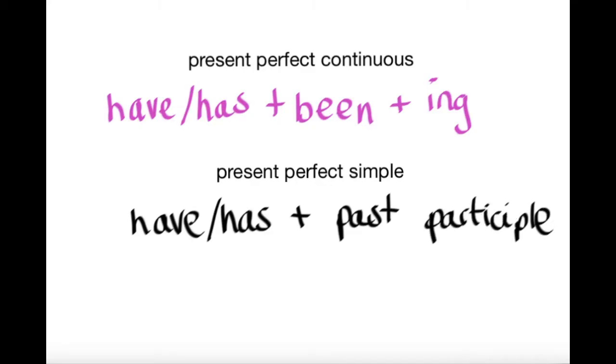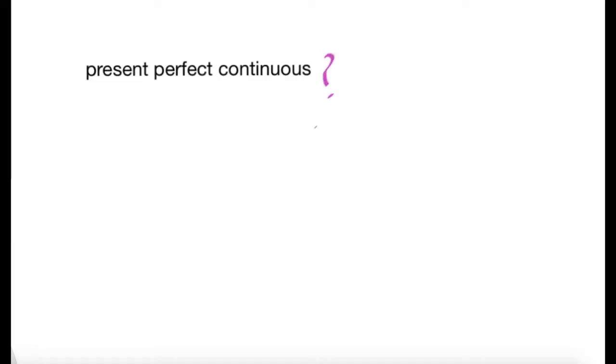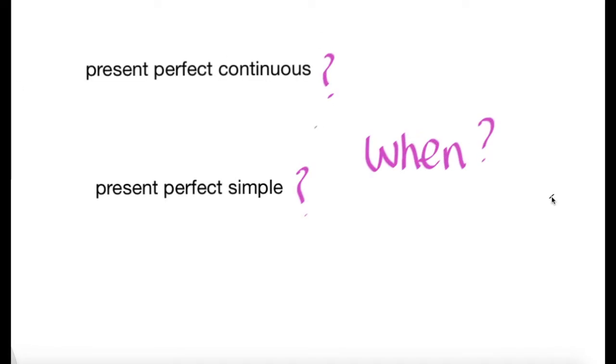There are similarities between the present perfect continuous and the present perfect simple. Most importantly, they both link the past to the present. Both are used to describe events which started in the past and have continued up to the present, or are activities which have stopped recently. So how do you know when to use the present perfect continuous and when to use the present perfect simple? Let's look at the differences between them.